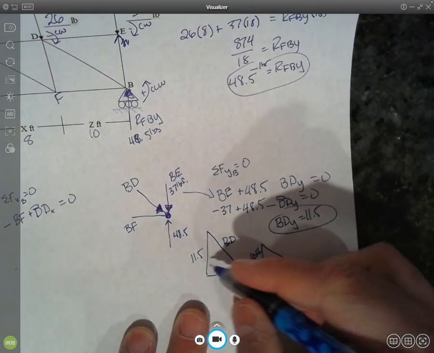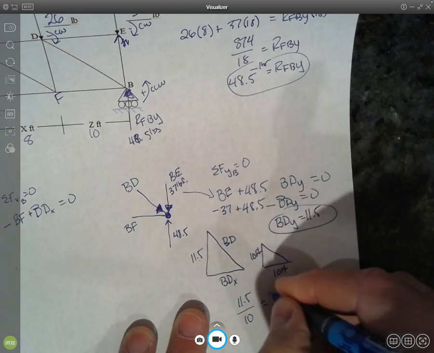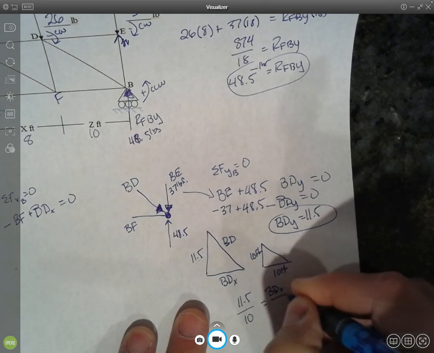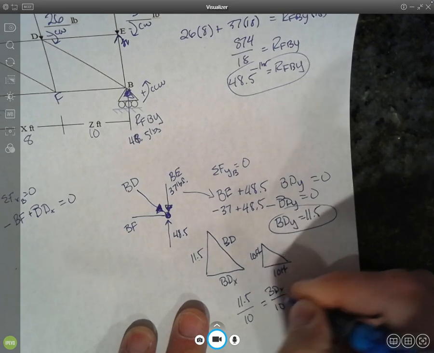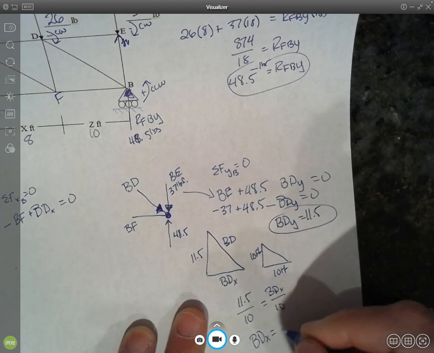And with similar triangles, 11.5 over 10 is equal to BD in the X over 10. And obviously BD in the X is going to be 11.5 pounds of force.